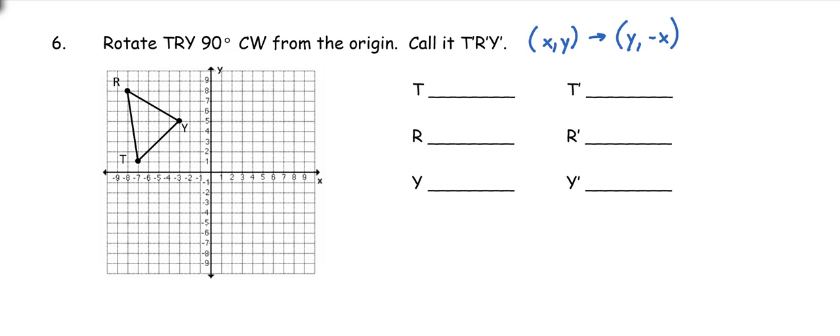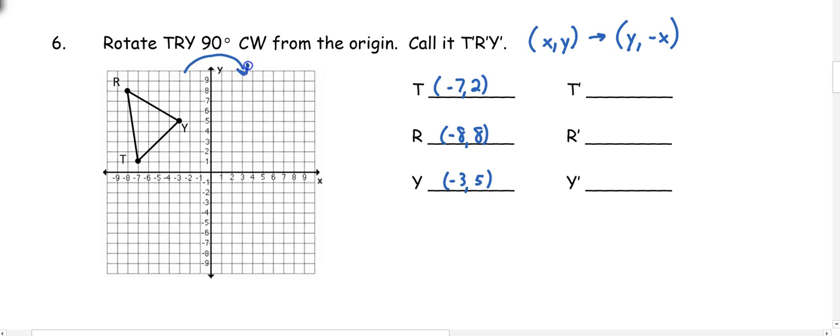Let's find our points before we do anything. T right now is -7, 2. R is -8, 8. And Y is -3, 5. Now, if we're rotating 90 degrees clockwise, remember that every time we move 90 degrees is one quadrant. So if we're moving clockwise, we're going to have our image move to the first quadrant. This is a way to check yourself to make sure you're graphing correctly.